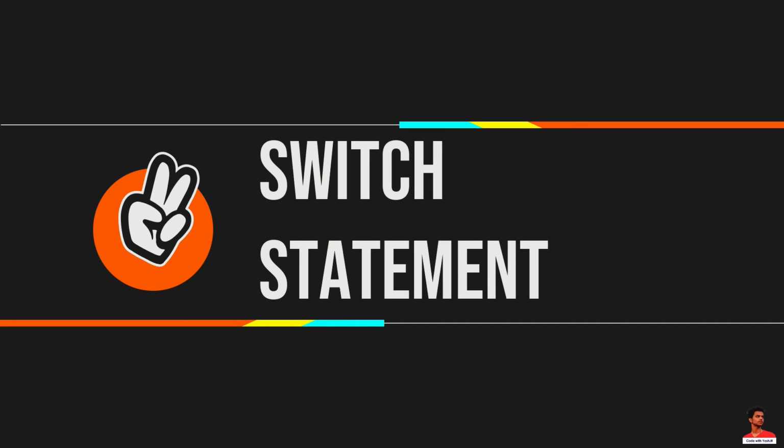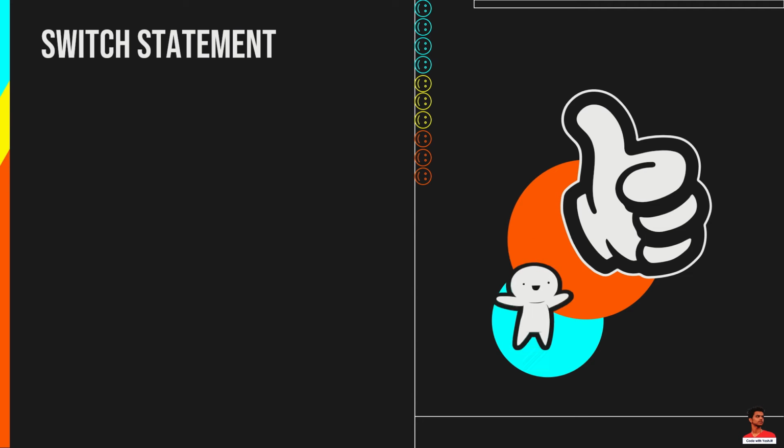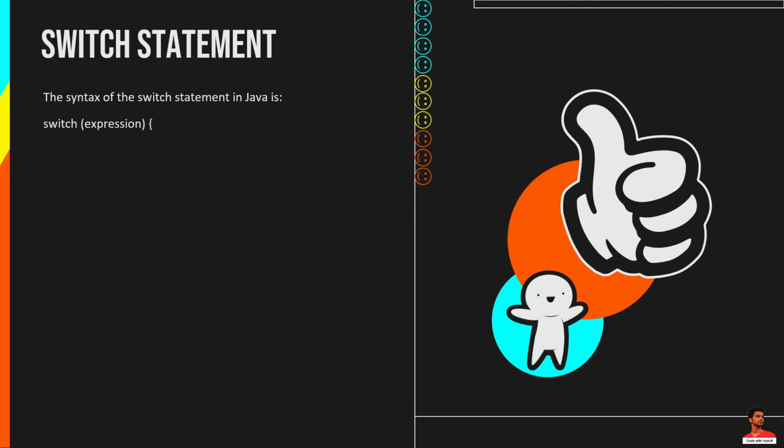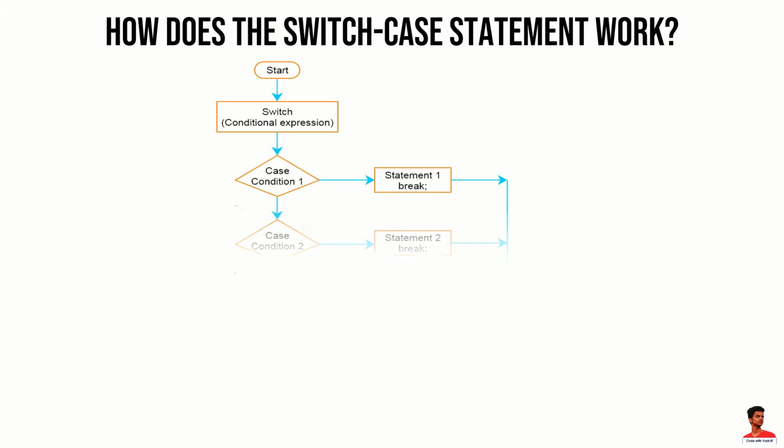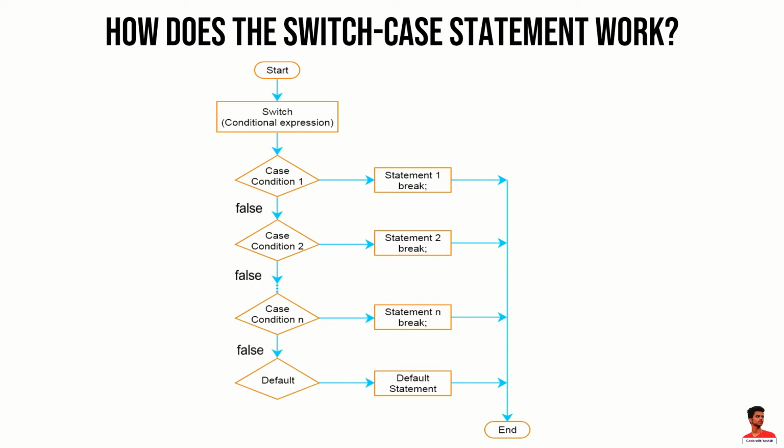The switch statement allows us to execute a block of code among many alternatives. This is the syntax of switch statement. This is how switch case statement works. The expression is evaluated once and compared with values of each case. If expression matches with value 1, the code of case value 1 is executed. Similarly, the code of case value 2 is executed if expression matches with value 2. If there is no match, the code of the default case is executed.